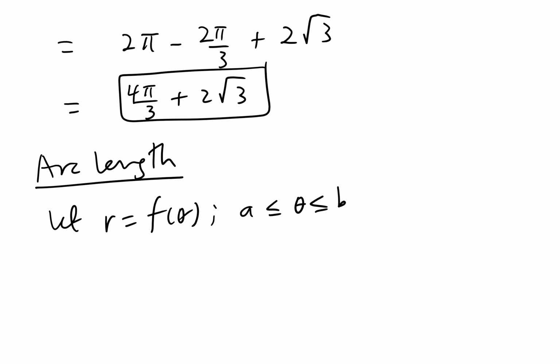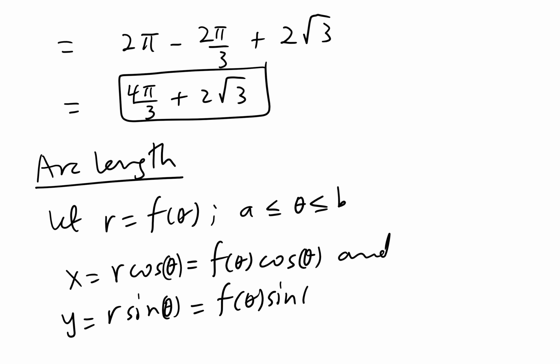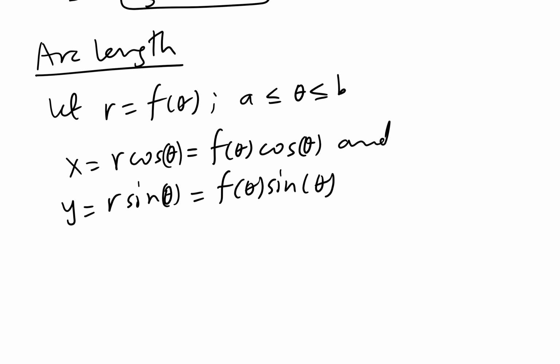Theta here is a parameter, and we can write x equals r cosine theta, or some people like to write f of theta cosine theta, and we have y is r sine theta, and again some people like to write an f of theta sine theta. From these two, I'm going to differentiate both of them with respect to theta.